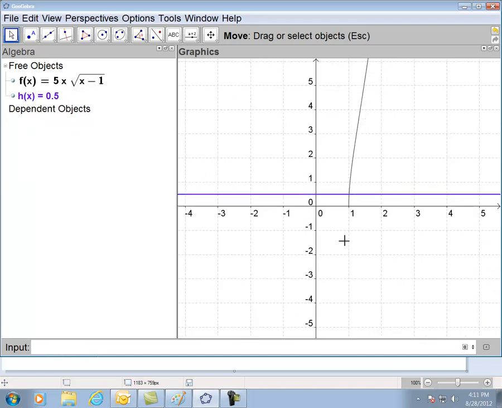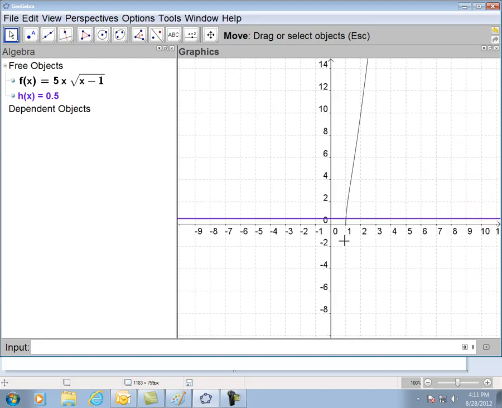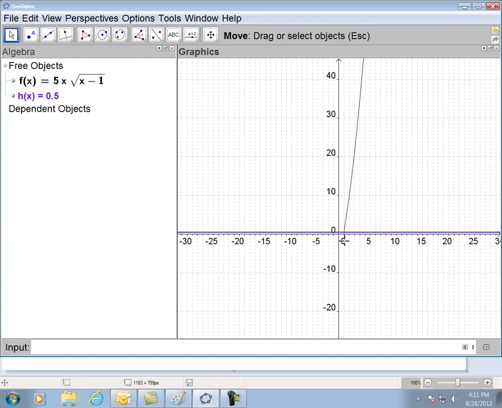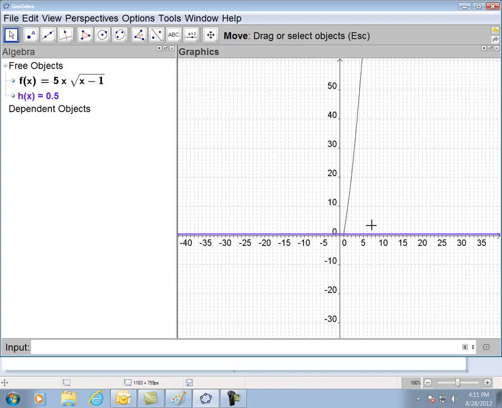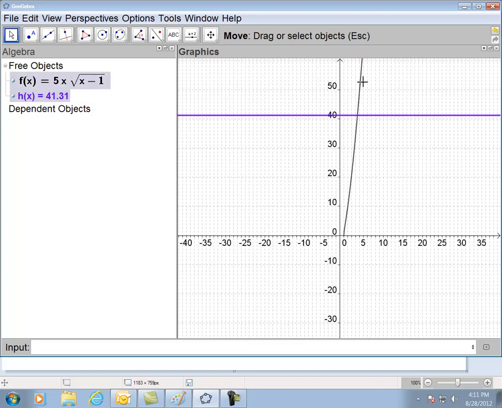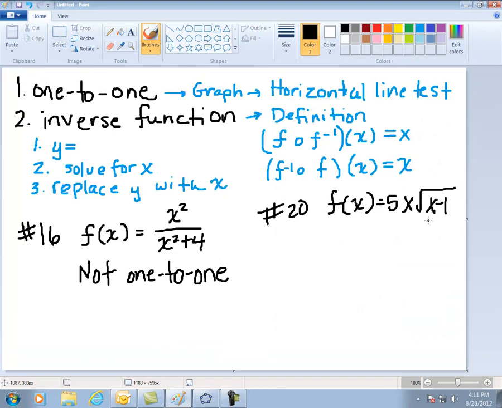Notice now I've got my horizontal line there, but as I zoom out larger and larger, there does not exist a horizontal line, no matter where I move it, that goes through more than one point on this graph. So I can conclude that the second one, 5x times the square root of x minus 1, is in fact one-to-one, and therefore it would have an inverse.